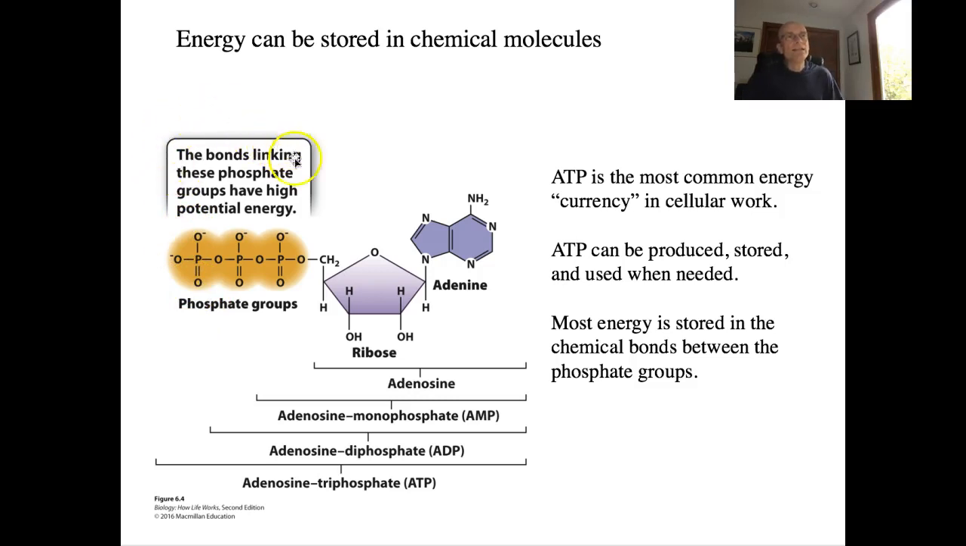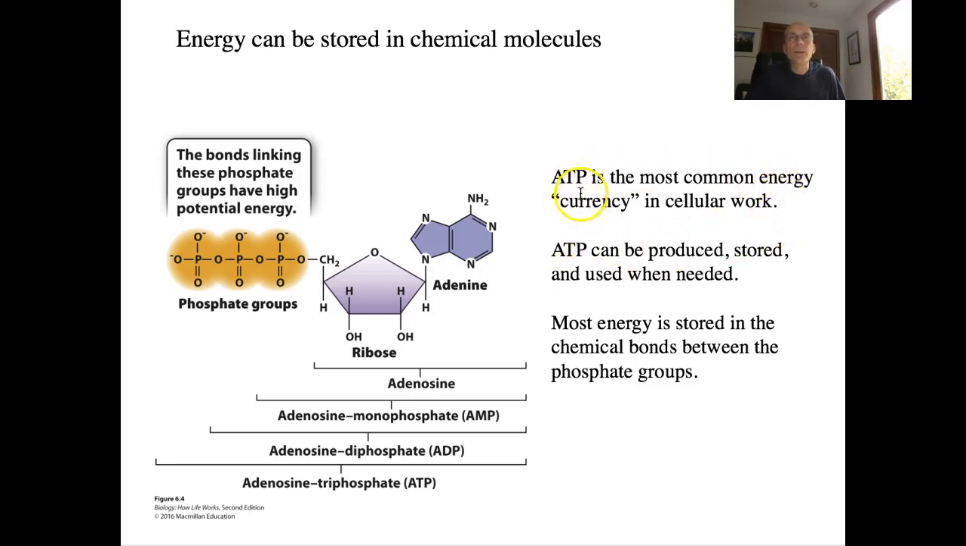And the bonds linking these phosphate groups have high potential energy. So the bonds in here, the electrons that are stored in there, just like you just saw in that previous little movie from the book, contain energy, and when those are broken, that energy is liberated, and that energy, when it's liberated, can be used for forming other bonds or performing other kinds of work. So we will just discuss that, and I will show you in just a little bit.